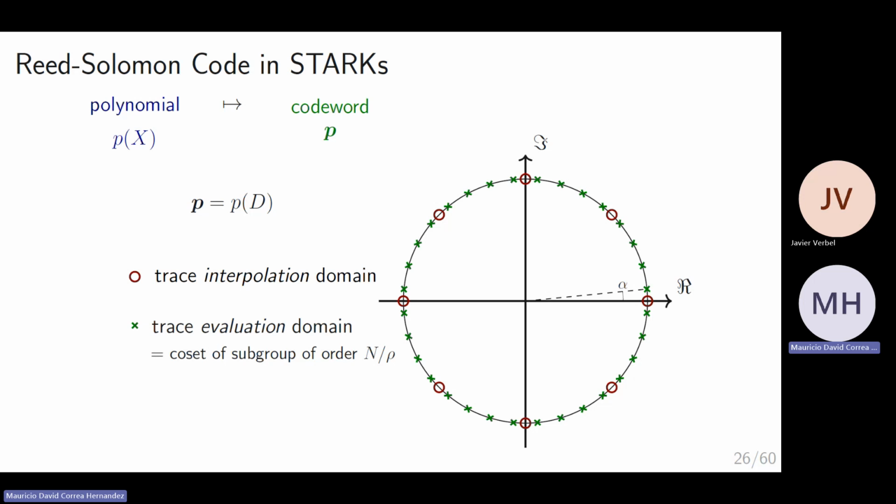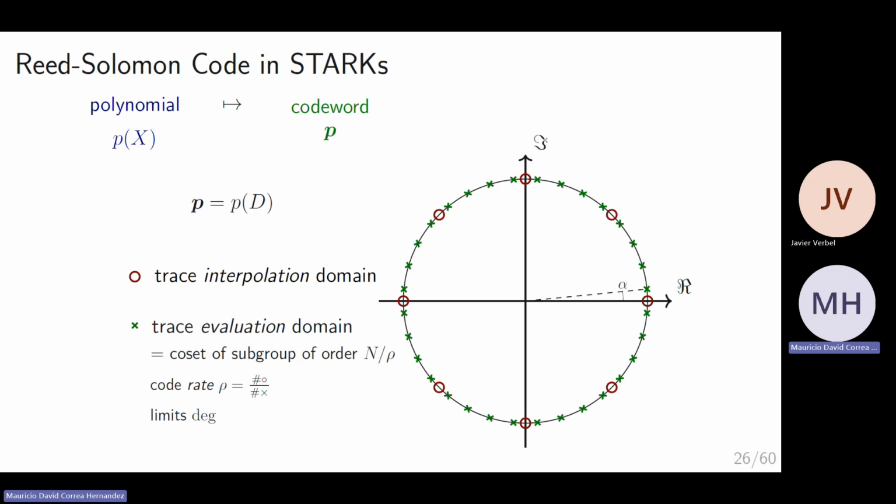That's the rho Greek symbol. It is just the ratio of the number of trace points to evaluation points, which corresponds to the ratio of information to redundancy in your code. The rate is smaller than 1. 1 over the rate is the multiple that gets you from the number of red circles to green crosses.